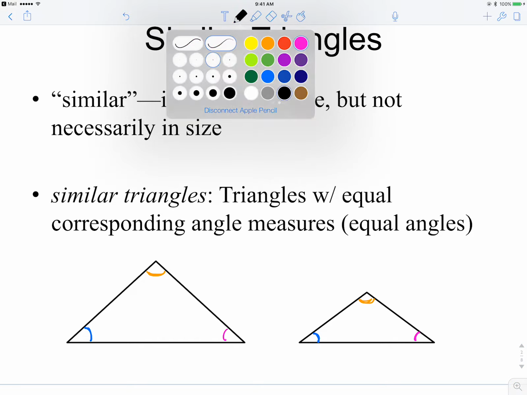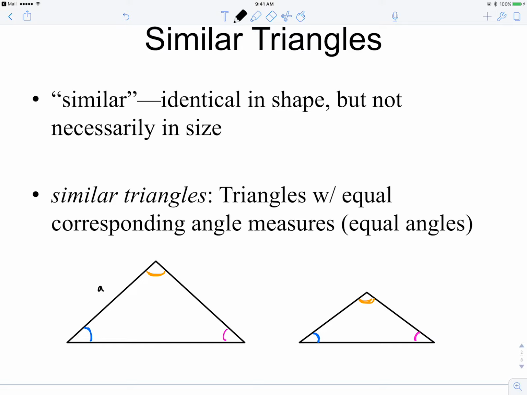Also, for similar triangles, if I said the sides were A, B, C, D, E, F, the ratio of side A to C would be equivalent to what ratio? D over F. Or the ratio of C over B would be equivalent to F over E. That's the idea behind similar triangles.